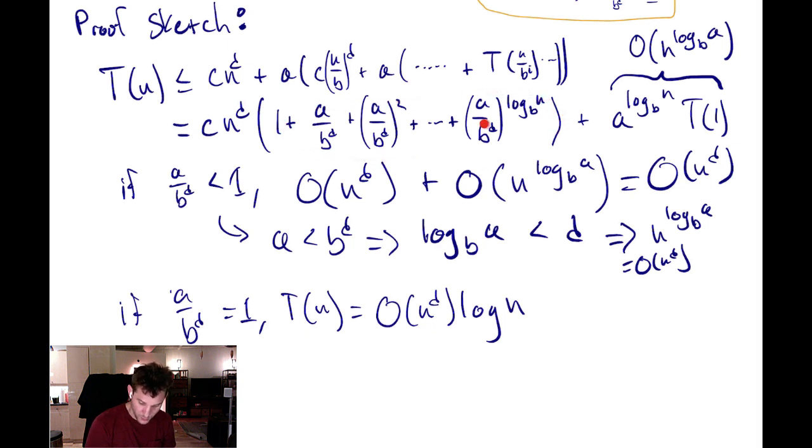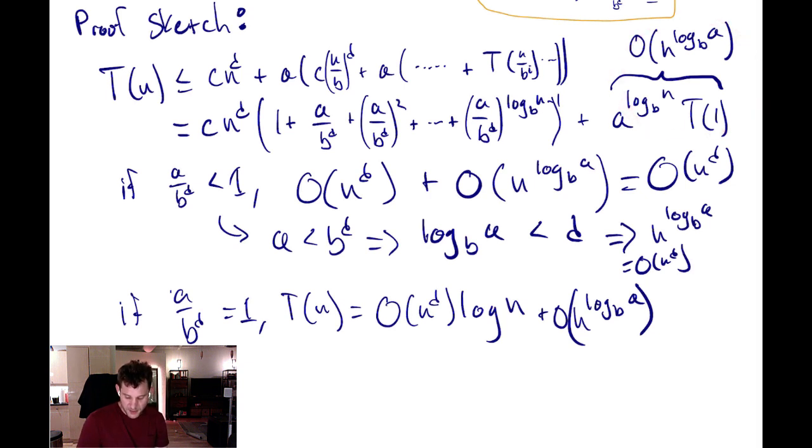1, 1, 1, 1, 1. But how many of them? Log base b of n many times. I think there technically should be maybe a minus 1 here, but that doesn't really change the actual order very much. And similarly, you'll notice that we have to include this plus O of n to the log base b of a, which comes from this term over here. We can't forget this term over here.